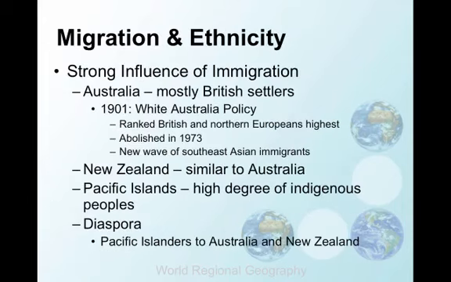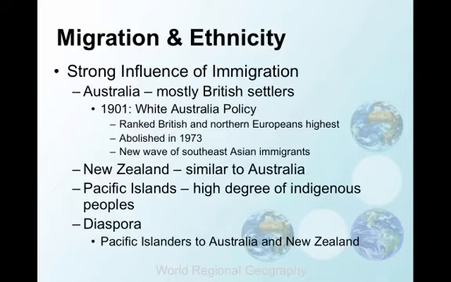The region has been heavily influenced by migration. Australia is mostly made up of British settlers in addition to the Aboriginal people. In 1901 you have the White Australia policy, which ranked British and Northern Europeans highest socially and economically. However, this was abolished in 1973, and in more recent decades you have a wave of immigrants from the southeast region of Asia. New Zealand has a relatively similar story to Australia, with an overall historical preference for persons of Western European descent, and recently too it has an increased number of Southeast Asian immigrants.